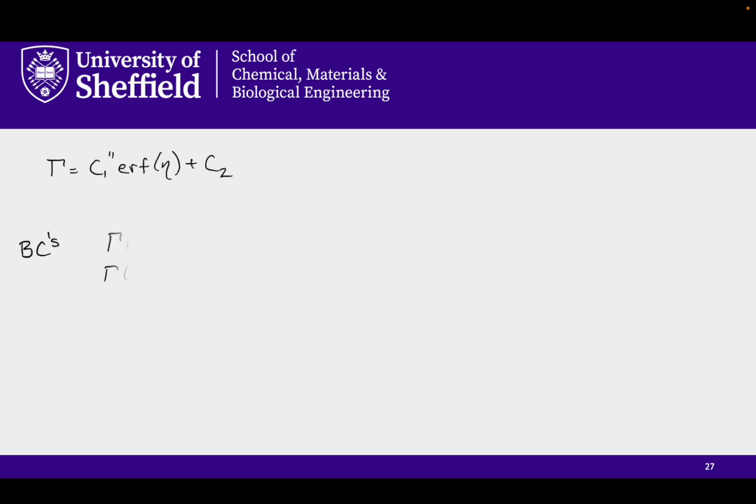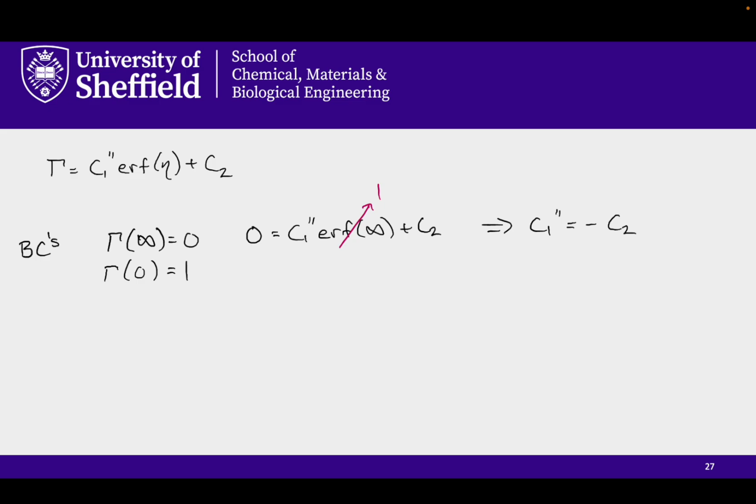To derive the particular solution, we need to apply the boundary conditions. And so we plug in for eta equals infinity, and we see that the error function of infinity goes to 1. And so we get that c1 has to have the opposite sign of c2. When we plug in the second boundary condition, the error function of 0 goes to 0, and we get that c2 is equal to 1. So plugging in these two constants of integration into our governing equation, we get the final solution, which is the solution to our concentration profile in the falling film.